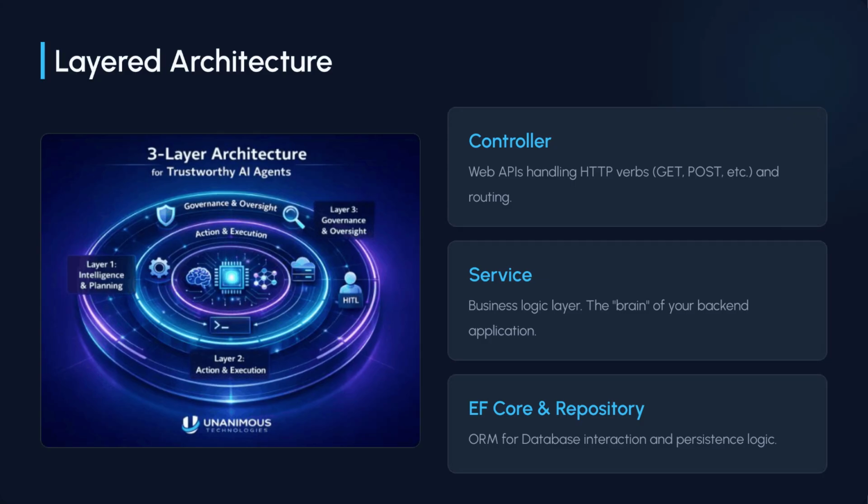In practice, we often use a three-layer architecture. We have the controller for web APIs and routing, the service layer as the brain, controlling business logic, and finally EF Core for database interaction and persistence.